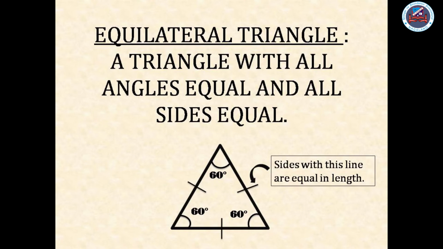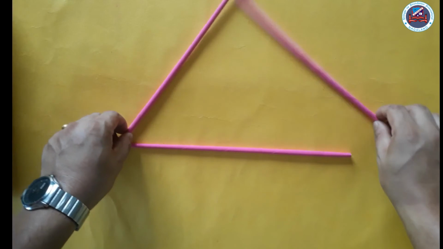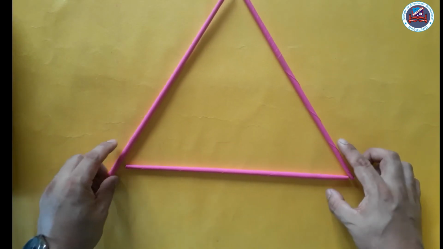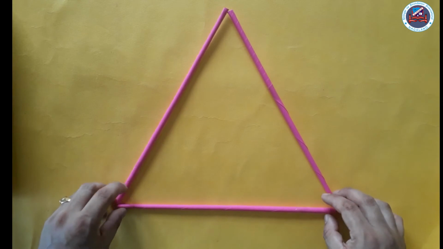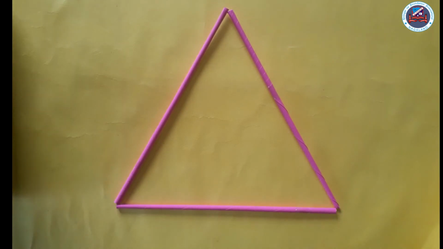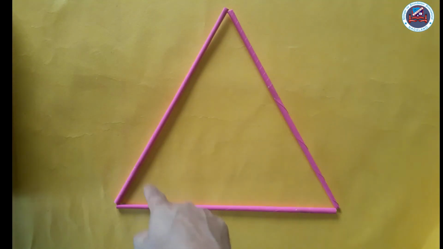Let's take an example of an equilateral triangle. Here I have 3 lines that are of the same length. So let's make an equilateral triangle. This is an example of an equilateral triangle. Now you see all the sides of this triangle are the same, and if you measure the angles of the triangle, they will also be the same.